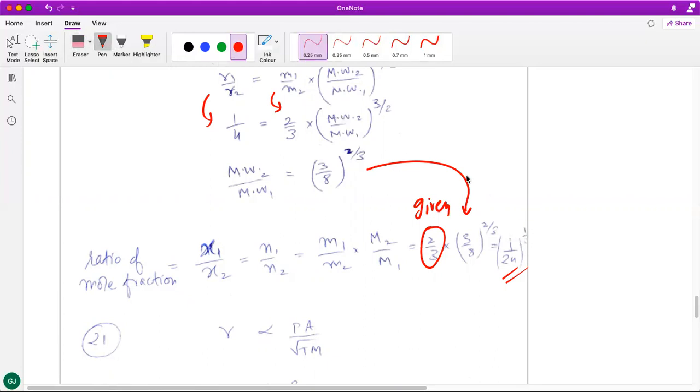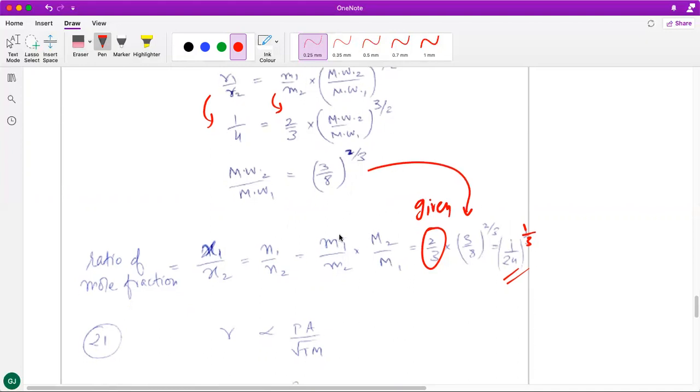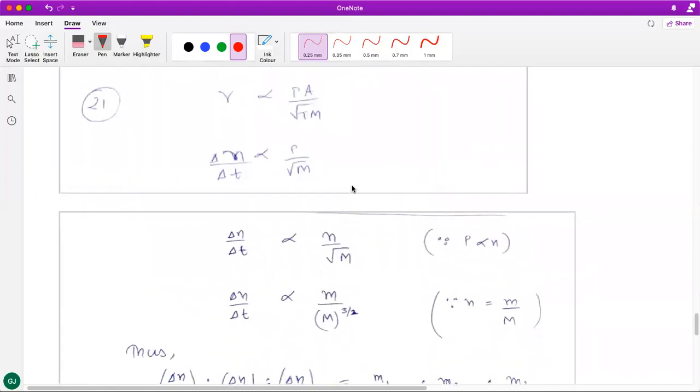It takes a little time to make it equal to what is given in the question. But once you do that simplification, you will get the answer that this is equal to 1 upon 24 raised to the power of 1/3. So the calculation part is a bit challenging in the end as well. All right, then 21st question.